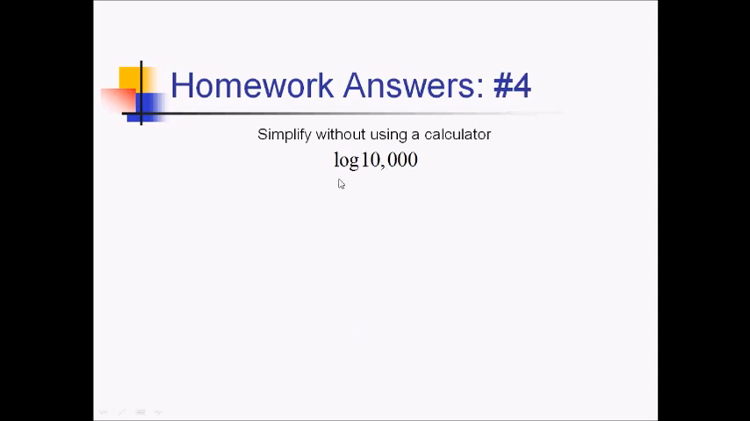On number 4, we need to simplify this logarithm. If you don't see a base on the logarithm, then it's an invisible base 10. So we're basically asking 10 to the what power equals 10,000. Well, there's 4 zeros here, so that would be 10 to the 4th.